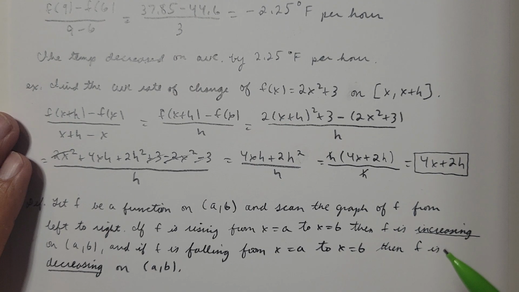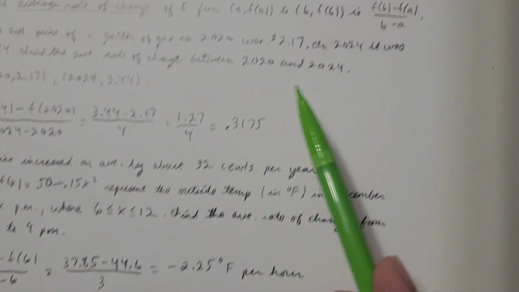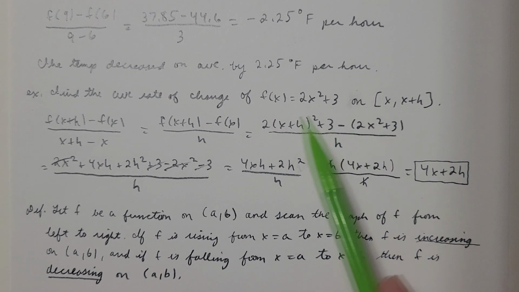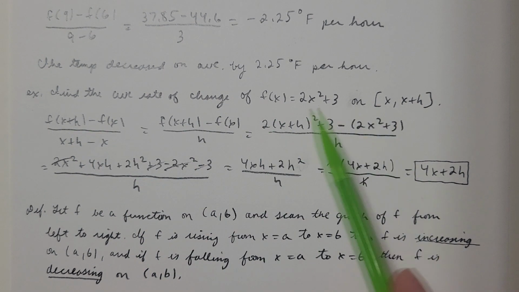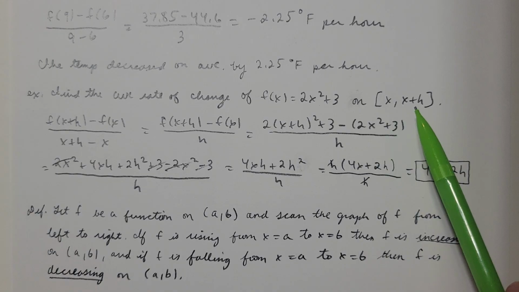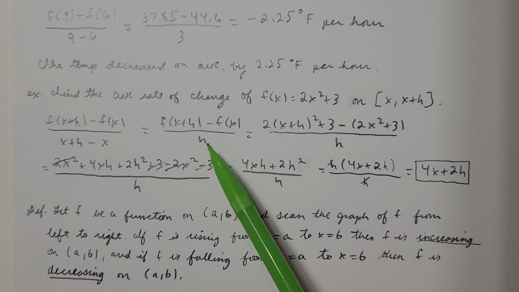Now, in this next example, we want to find the average rate of change of f of x equals 2x squared plus 3 on the interval x to x plus h. Okay, so I'm going to apply the formula for average rate of change. And b is x plus h, a is x, so I got f of x plus h minus f of x divided by x plus h minus x. X minus x is 0, right? So I get h all alone in the denominator.